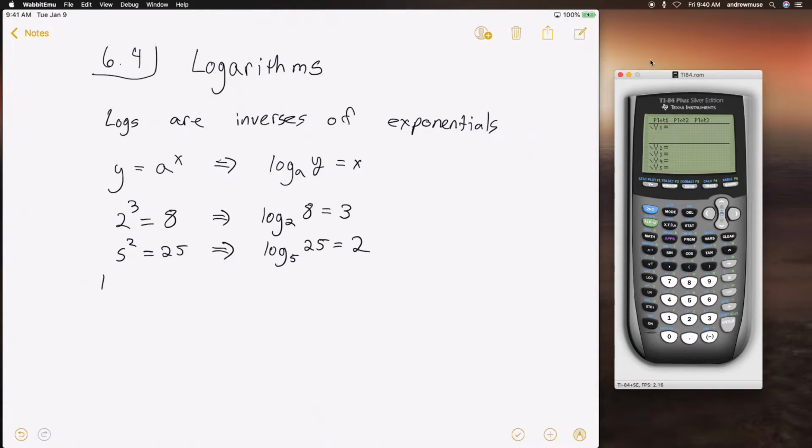If we convert something from log form to exponential form, it's going to be 3 to the 4th equals 81. Or, let's do this one. That's going to be 6 to the 3rd equals 216.